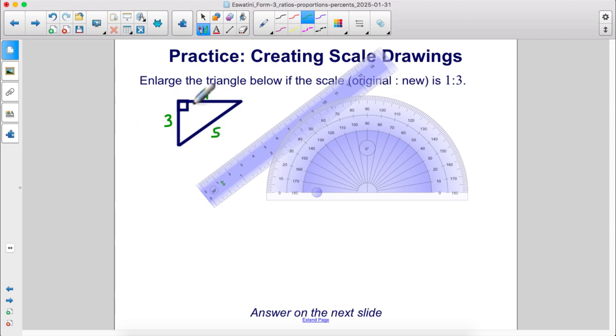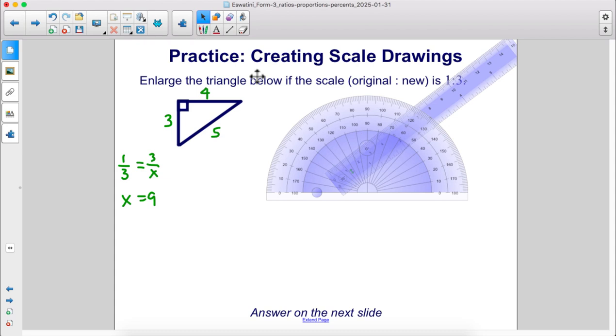Okay, so let's use our scale factor 1 to 3. We want it to be 1 to 3. So if the small one is 3, what is going to be the large one? So cross multiply, we get x equals 9. Okay, let me just do all the math up front. So this side here, the scale is 1 to 3, the original is 4, so what's the new one? X equals 12 centimeters.